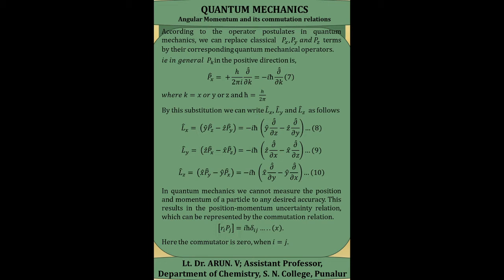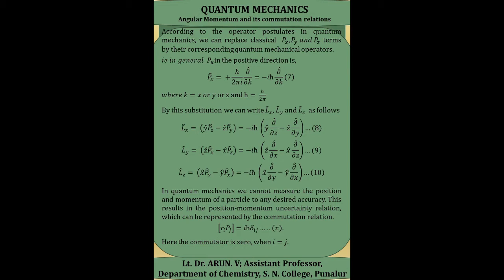By this substitution, we can write the operators Lx, Ly and Lz as follows. Operator Lx = y pz − z py = −iħ (y ∂/∂z − z ∂/∂y). Similarly, operator Ly = z px − x pz = −iħ (z ∂/∂x − x ∂/∂z). Similarly, operator Lz = x py − y px = −iħ (x ∂/∂y − y ∂/∂x).